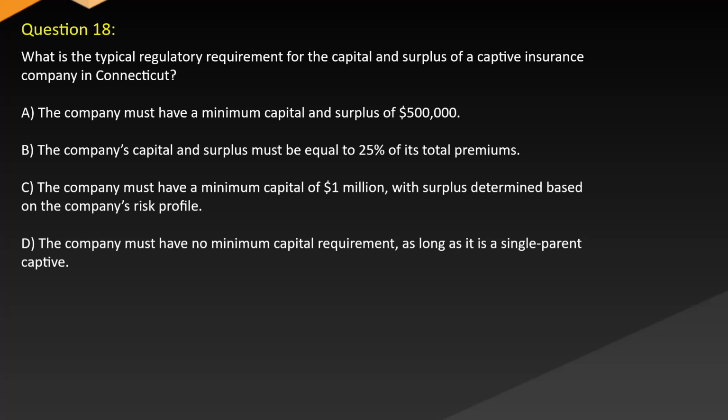B. The company's capital and surplus must be equal to 25% of its total premiums. C. The company must have a minimum capital of $1 million with surplus determined based on the company's risk profile. D. The company must have no minimum capital requirement as long as it is a single parent captive.